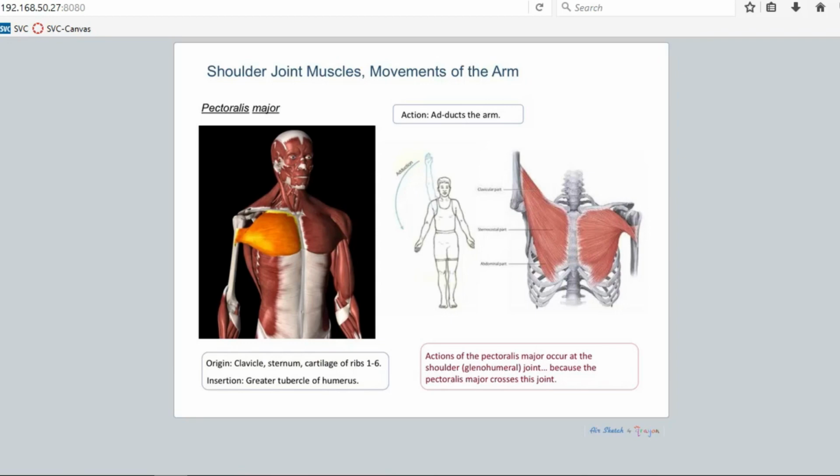Okay, now we're going to move on to shoulder joint muscles. And shoulder joint muscles are involved primarily with movements of the arm. So these are shoulder joint muscles because these muscles cross the shoulder joint.